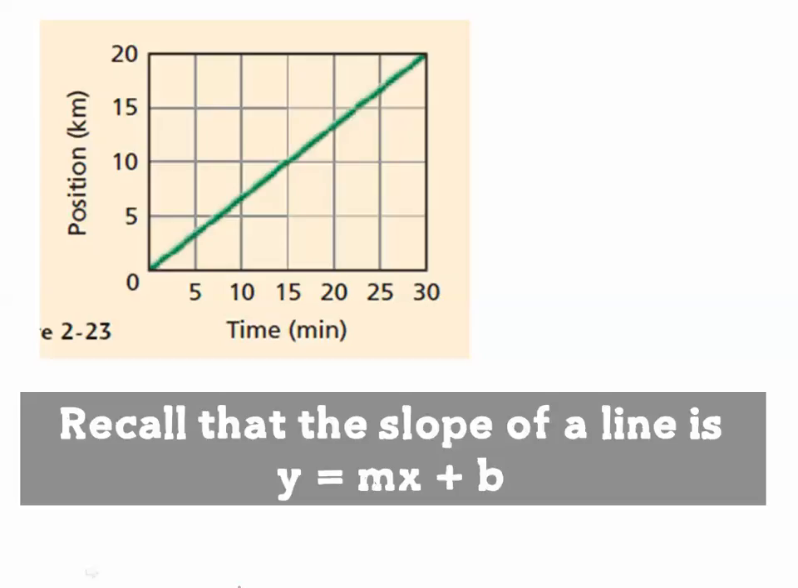Finally, let's just look at an equation we can represent the motion with. If you recall, the equation of a line is y equals mx plus b. We can actually fit each of those variables into our line here. So let's look at this example right here. We said our slope was 10 kilometers over 15 minutes. And we said that was our speed at 6.67 kilometers per minute.